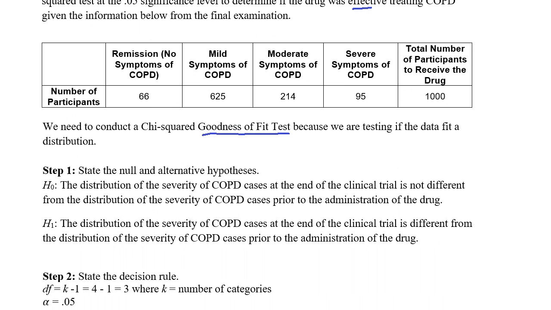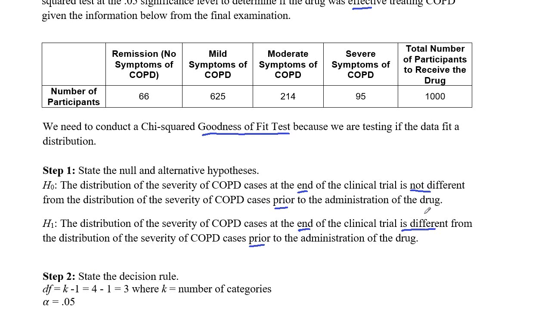So we will start off here by stating our null and alternative. So H0 is that the distribution of severity of COPD cases at the end is not different from the distribution of COPD prior. So there's no change. The drug has no effect. H1 is that the distribution of severity of cases at the end of the clinical trials is different. So there is a change from the distribution prior.